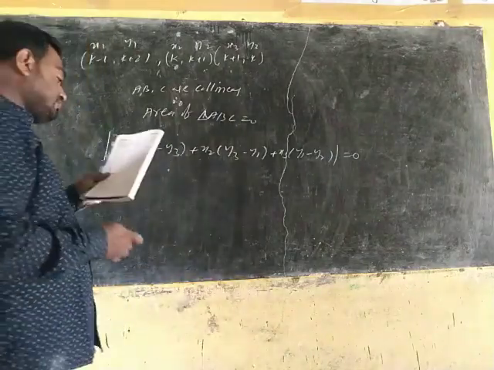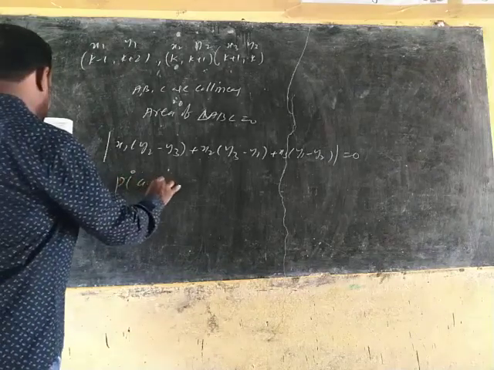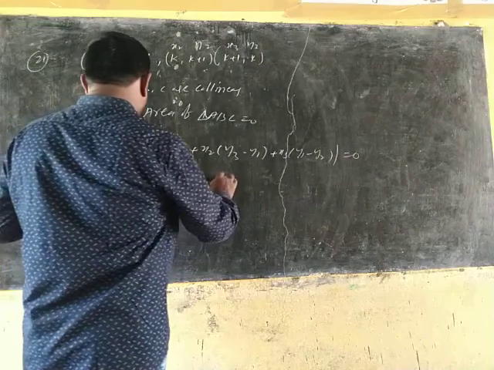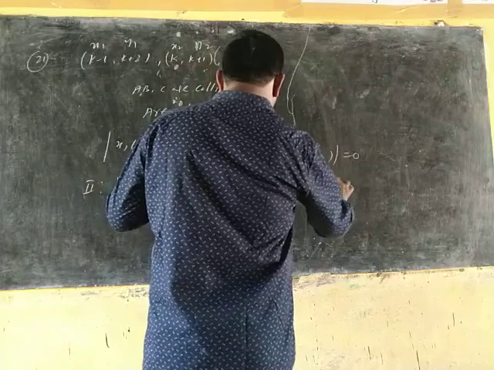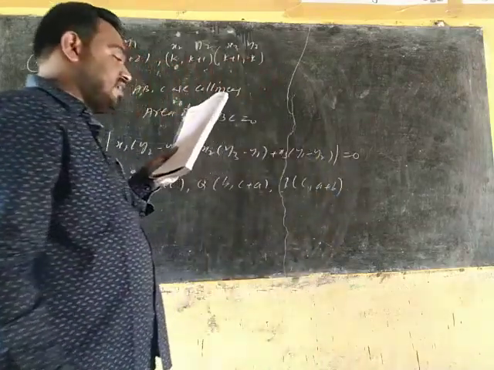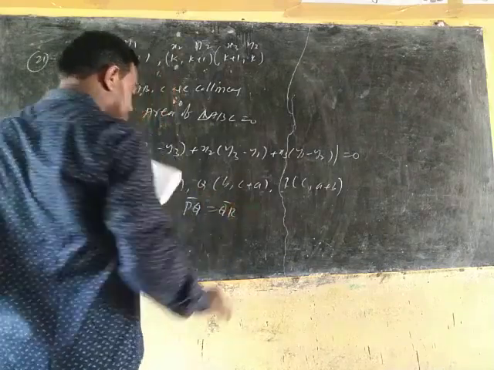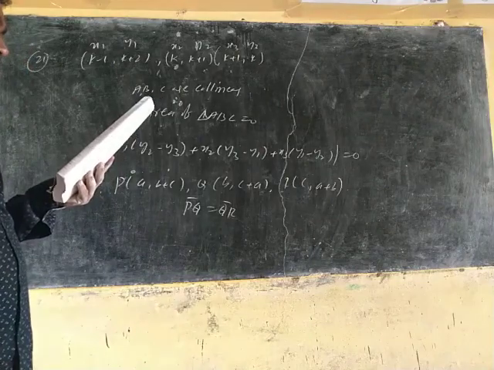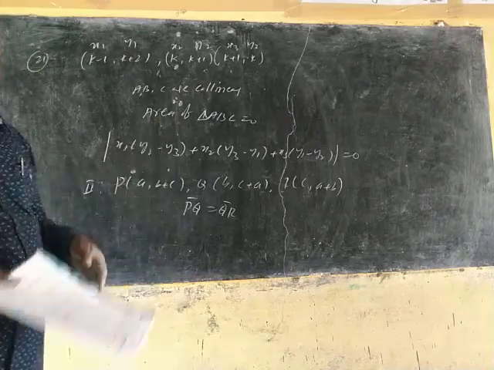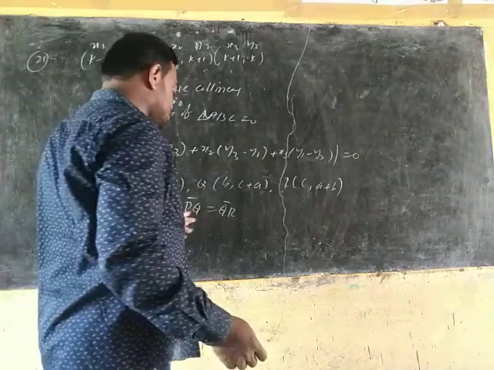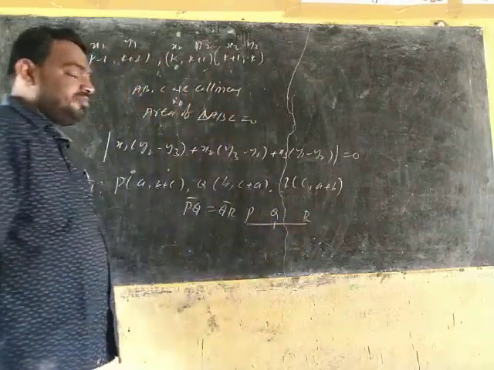Next, statement 2: P(a, b+c), Q(b, c+a), R(c, a+b) are three collinear points such that PQ equals QR. If a, b, c are in AP, which of the above statements is correct? Here PQ equals QR means Q is the midpoint of PR.